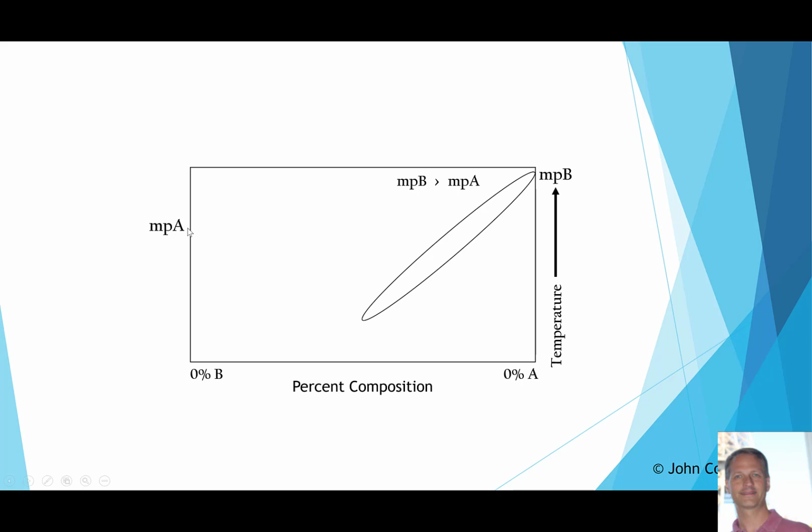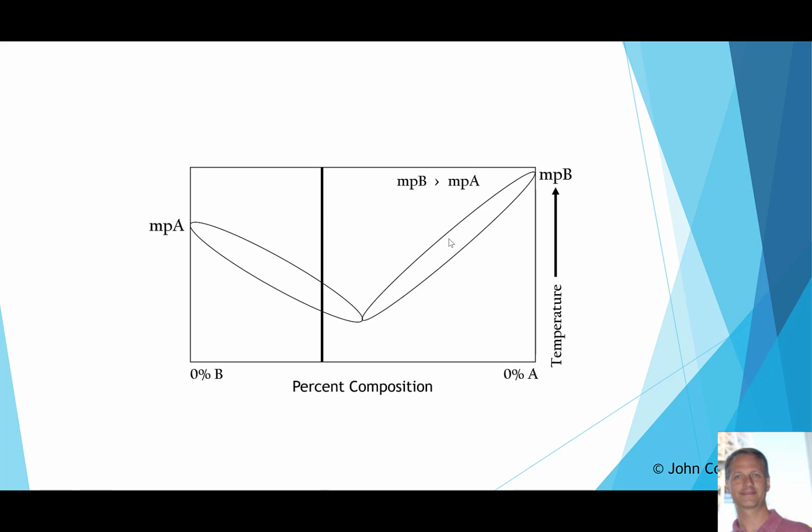So when we have melting point A, if we add compound B to this, that melting point goes down too. So they continue to go down, but they're going to meet at some point. And that point down here, we'll see in a minute, is called the eutectic point. All right, so again, adding an impurity will lower the melting point. So how do we read this graph?